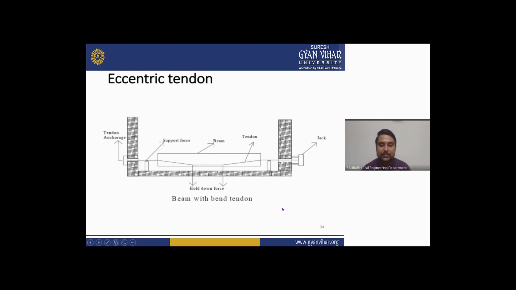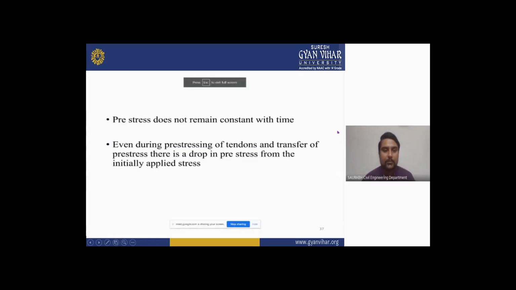As you can see in this image, there is a beam with a bonded tendon and it is held by the prestressing force. Now we come to the losses of prestressed concrete. Prestress does not remain constant with time, and even during prestressing of the tendon and transfer of prestress, there is a drop in prestress from the initially applied stress.